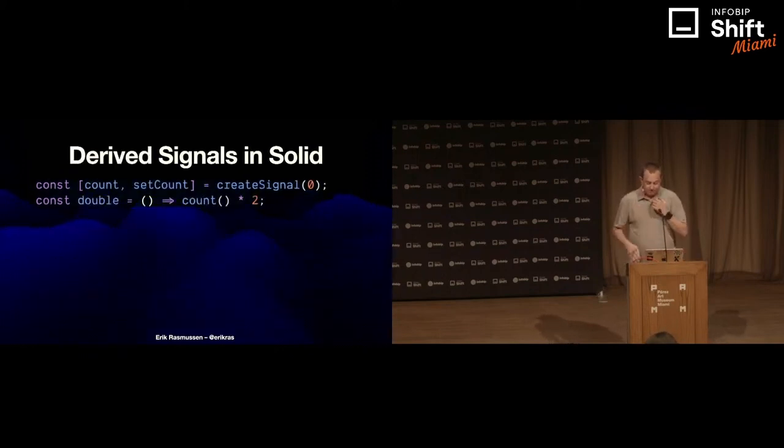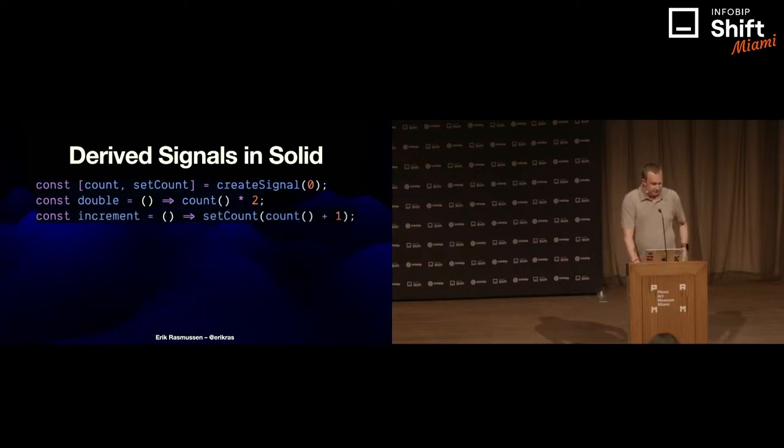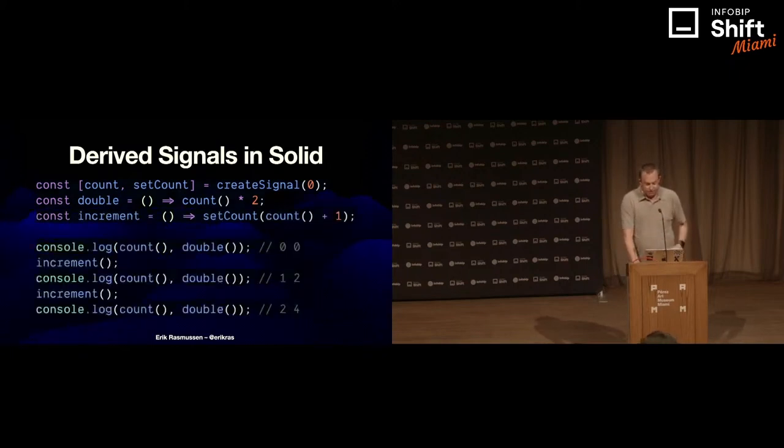Derived signals are, you can just create a function that consumes one of your signals, and voila, you have a read-only signal. This double is now a signal. If we create a function to increment the count, and we print these out, then you can see that the double is changing as well as the count.